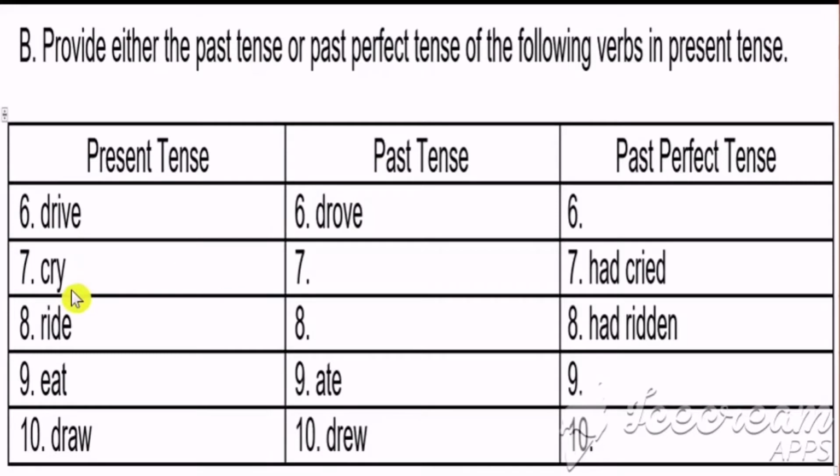7. Cry, blank, had cried. 8. Ride, blank, had ridden. 9. Eat, ate, blank. 10. Draw, drew, blank. Pause again the video for you to have more time to think what is the correct answer.